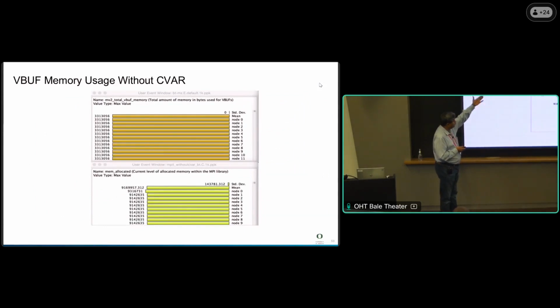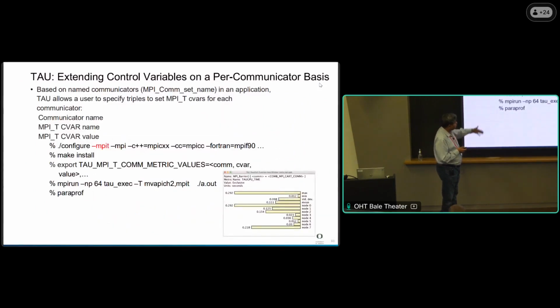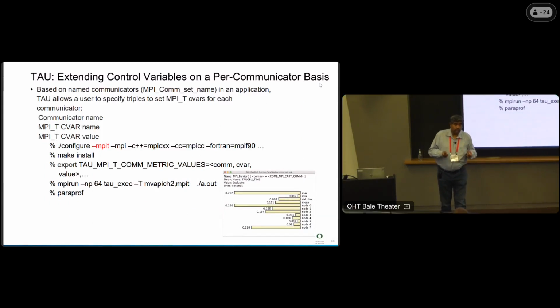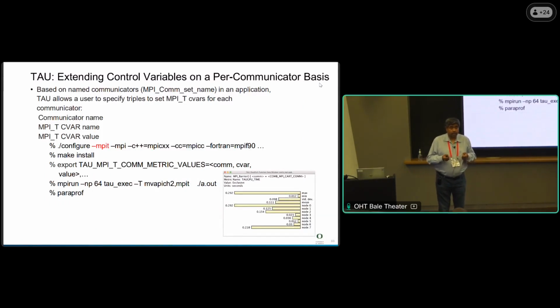And here are some examples that show the usage without the CVAR and then with the CVAR where the performance is changed. We also have support for per communicator based variables where you can specify the communicator. This is the same communicator name that you can set with MPI_Comm_set_name. If my application has odd and even ranks, and I'm going to have separate communicators called odd and even, then I can set a control variable for just the odd ranks, for example.